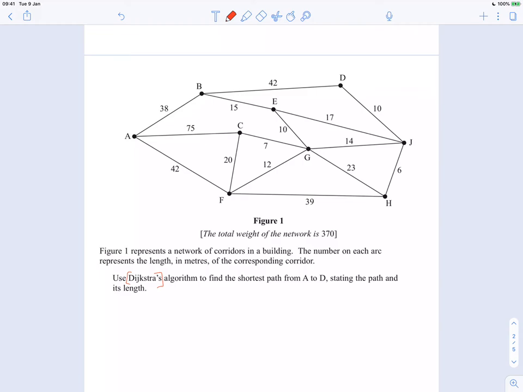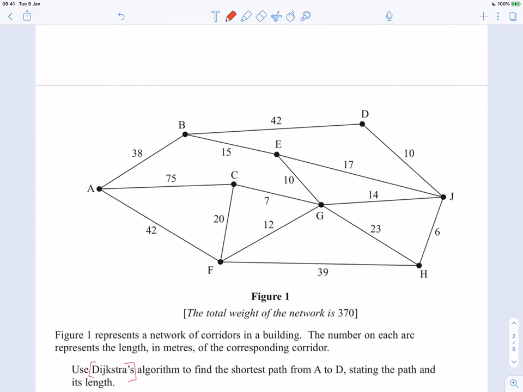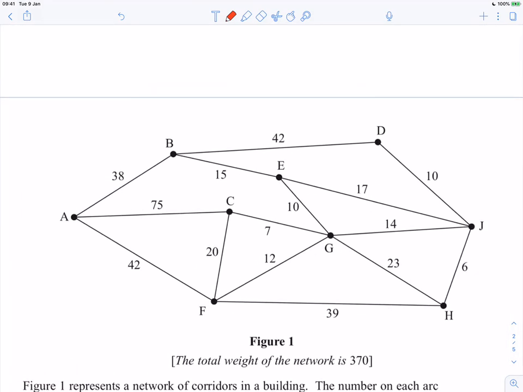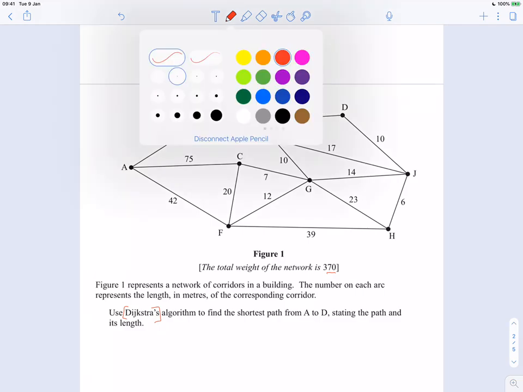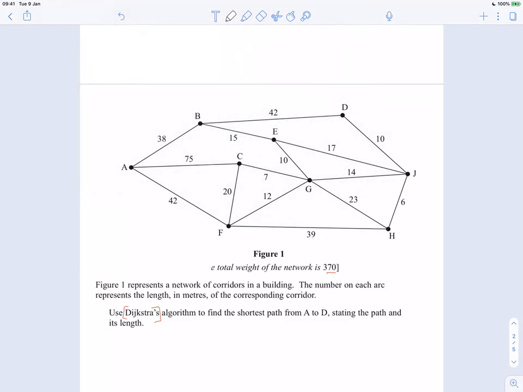Right. Now, first of all, here is my weighted network, and they tell us the total weight of the network is 370. The reason they might do this is, well, this might be part A of a question, and part B was to do with route inspection, which we'll tackle next week, where you need to know the total weight of the network. To be honest, this isn't necessary for this question.